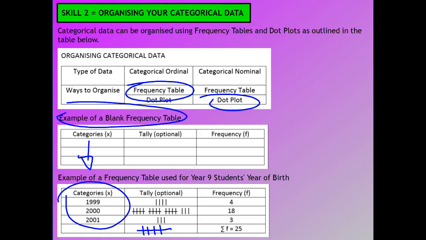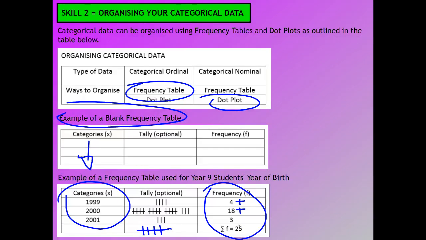So we add those up under our frequency column. So we've got 4, 18, and 3. And then our total frequency is 25. And you get 25 by doing 4 plus 18 plus 3 equals 25.